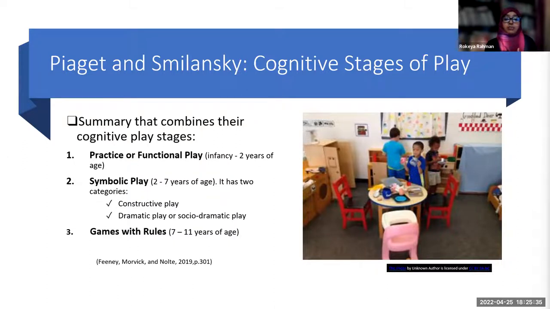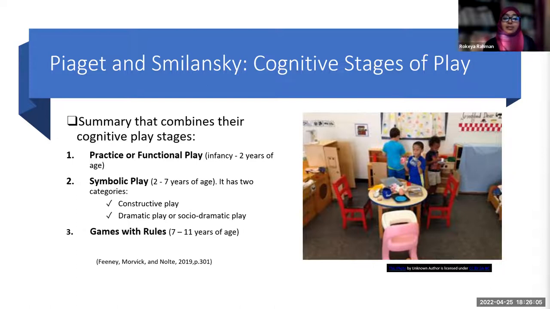Number one, practice or functional play. Basically, that starts during infancy to 2 years old. In this stage, children explore using their senses. They explore different objects using their five senses and their motor practices. They practice their motor skills by exploring, holding, throwing, grabbing, and putting different materials together. So that's how they explore. That's basically called practice and functional play.